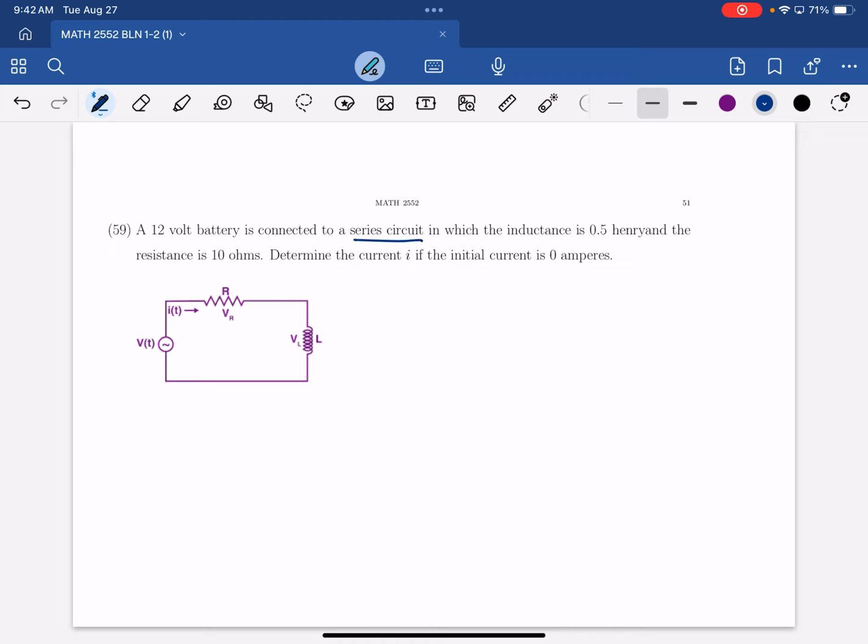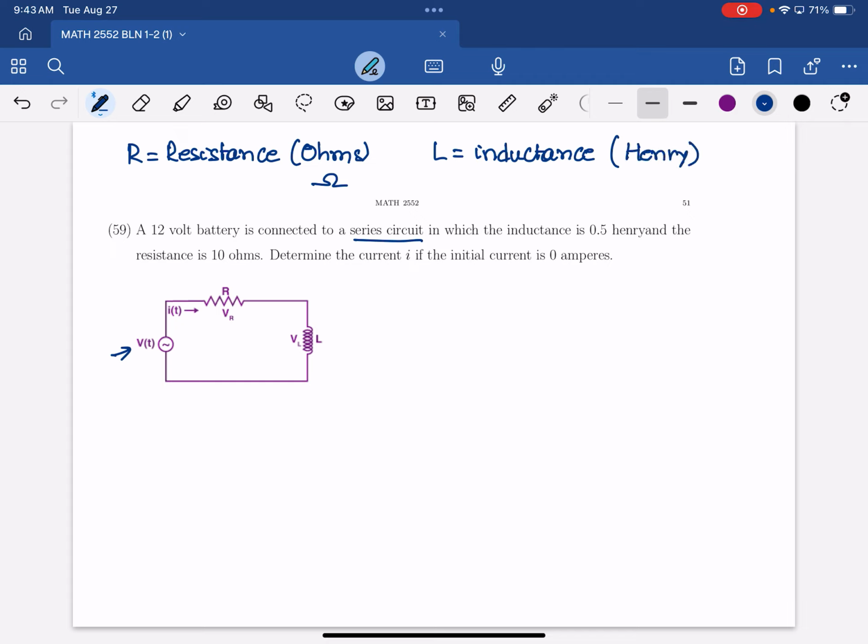It's pretty much mentioned here. V of t is the external voltage, and R is a resistor. R is the resistance in the circuit. Resistance is measured in ohms. The inventor of the resistor is called Ohm, and that's why the unit of measurement is ohms. L is the inductance, and I think the father of inductance must be Henry, so it's measured in henrys.